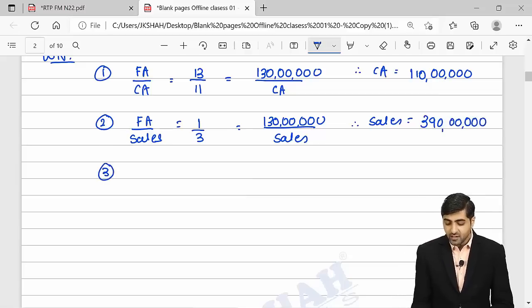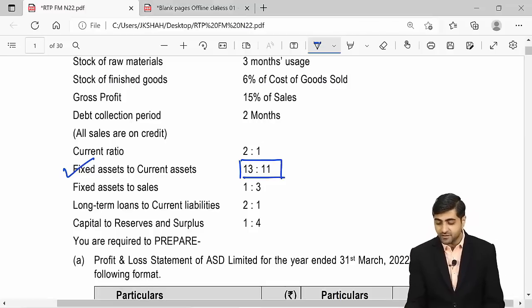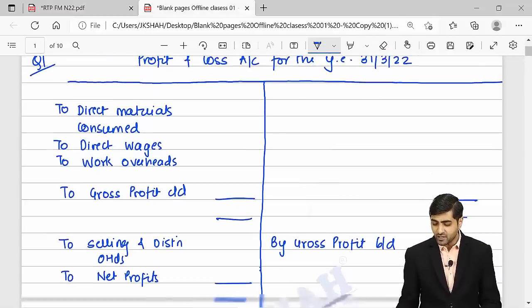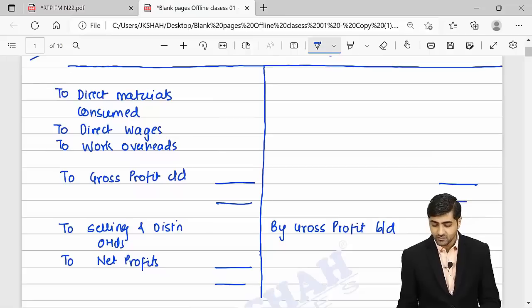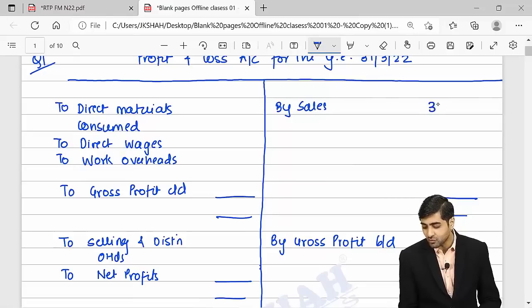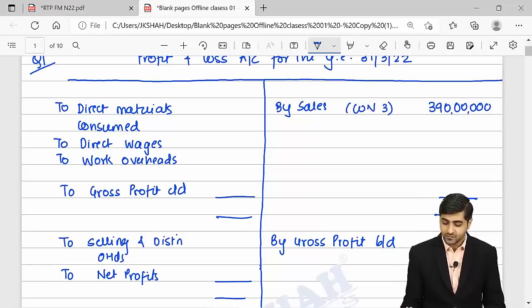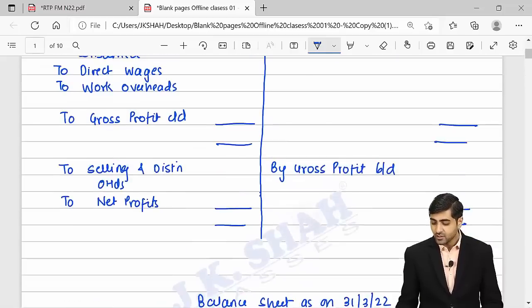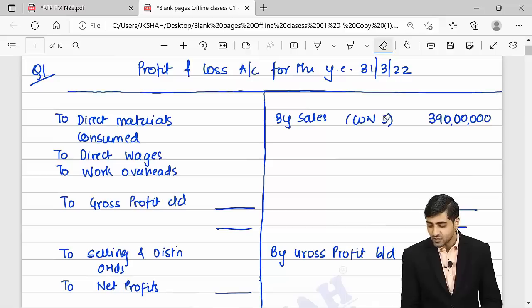Now guys, after your sales is calculated, we can substitute the same in your P&L account by sales, and that is nothing but 3 crore 90 lakhs, which comes from your working note number 3, or is it working note number 2? Okay. So this will be your sales, working note number 2.